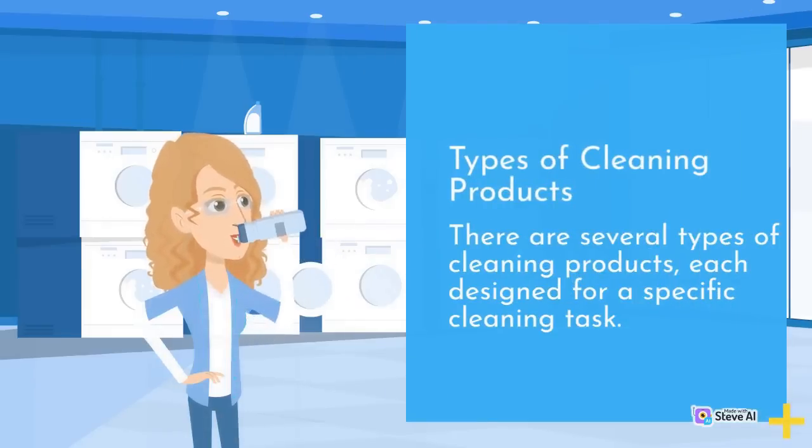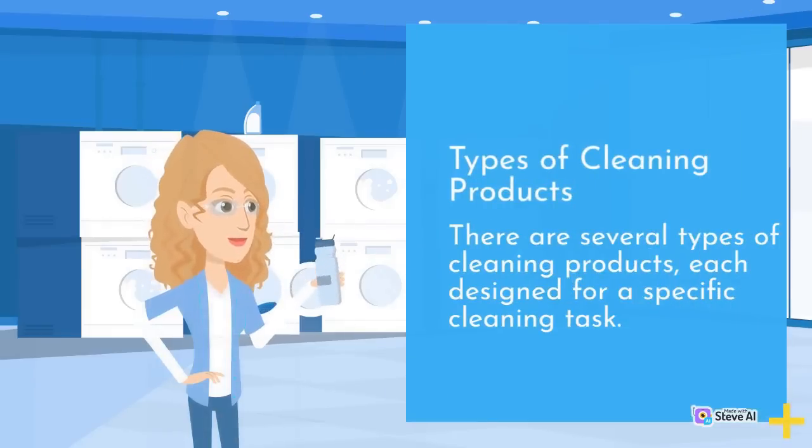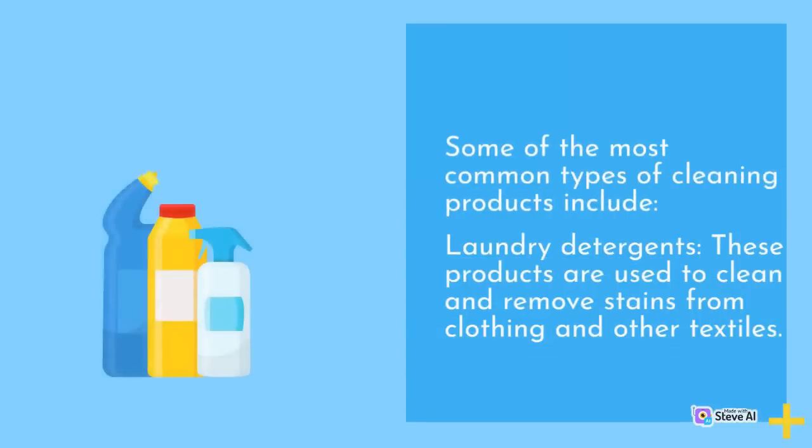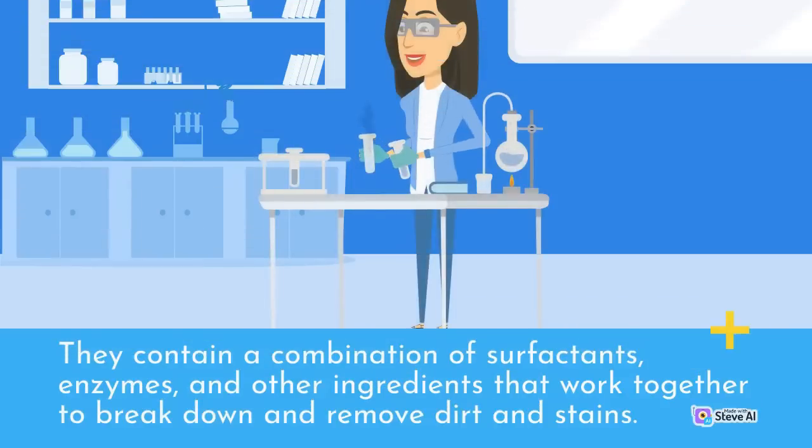Types of cleaning products. There are several types of cleaning products, each designed for a specific cleaning task. Some of the most common types of cleaning products include laundry detergents. These products are used to clean and remove stains from clothing and other textiles. They contain a combination of surfactants, enzymes, and other ingredients that work together to break down and remove dirt and stains.